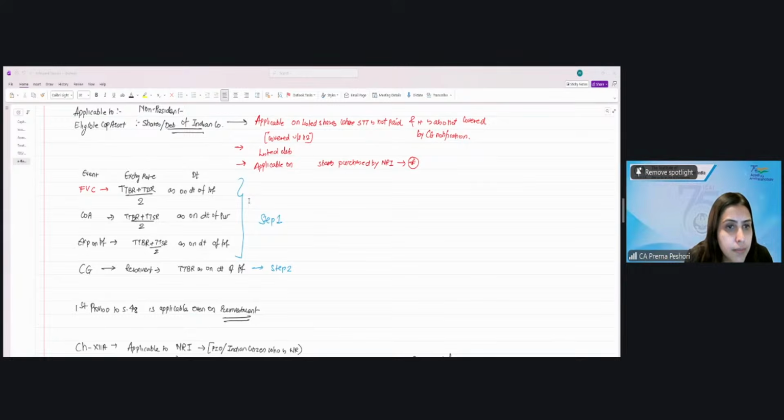Are we clear? Okay. Whether this is available on short-term capital gains, the answer is yes. It is also applicable on the short-term capital gains. Yes or no? So it is not only restricted to long-term capital gain, this is also applicable on the short-term capital gain. Are we clear? Okay.